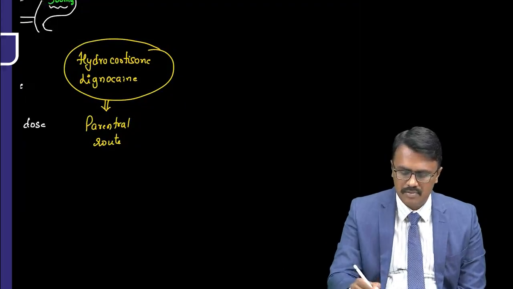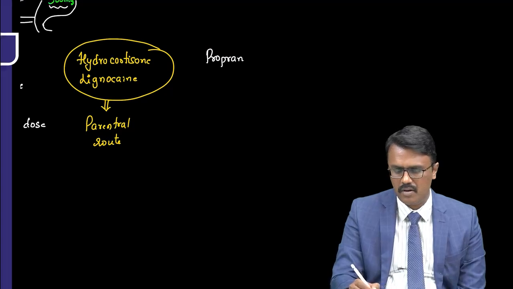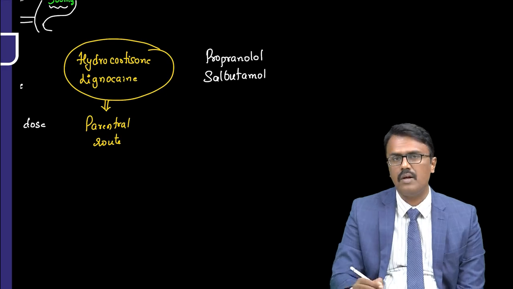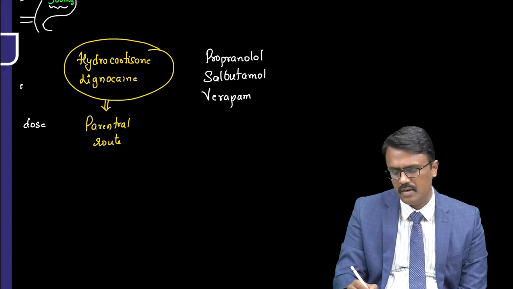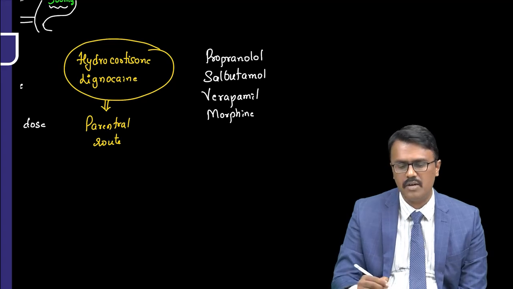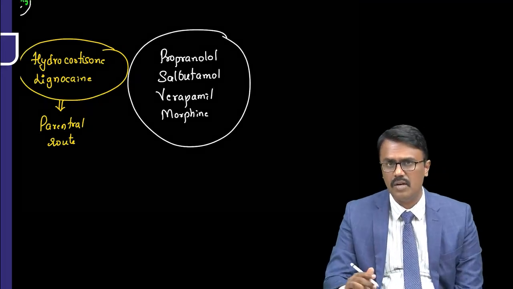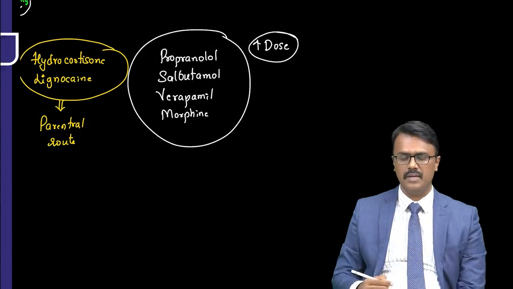Other drugs which have this high first pass metabolism are propranolol, then salbutamol, and verapamil, morphine. They all have high first pass metabolism, but still we are giving them orally. Why? We are giving them orally with increasing the dose, to overcome that first pass metabolism.